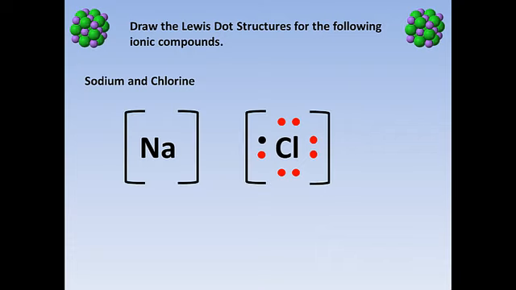Place brackets around each atom and assign the correct charge to each atom. Sodium lost 1 electron, so it has a +1 charge. Chlorine gained 1 electron, so it has a -1 charge, and is now called a chloride ion. Notice that the charges add up to 0 because a +1 and a -1 add up to 0.